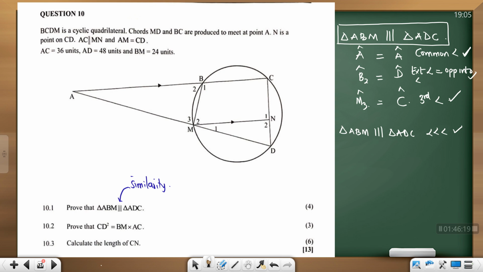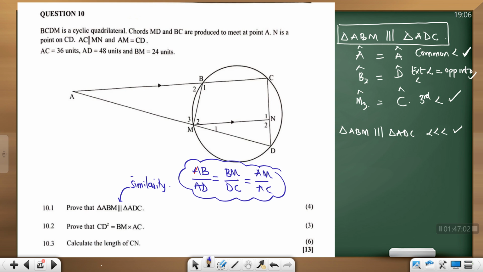But I did say something earlier on. Every time I prove similarity, what should I do? Whether you are done with the question or not, let's write the ratio. What's my ratio then? You want to help me? AB, let's put it down somewhere. Always AB over AD is equal to what? BM over what? DC. AM over AC. Just keep it. Alright, we're done.